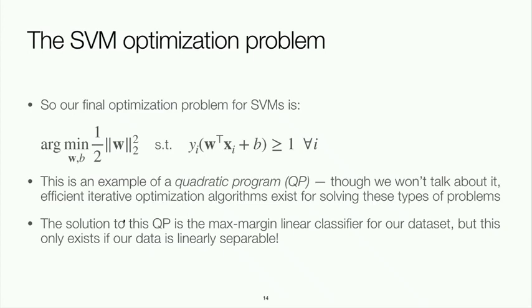But this only exists if our data are linearly separable in the first place, if we actually had classes perfectly separated by a linear boundary. And what if it's not? A lot of the time in the real world, we might not assume that's the case. We'll talk more about that next time in our journey deeper into SVM land.